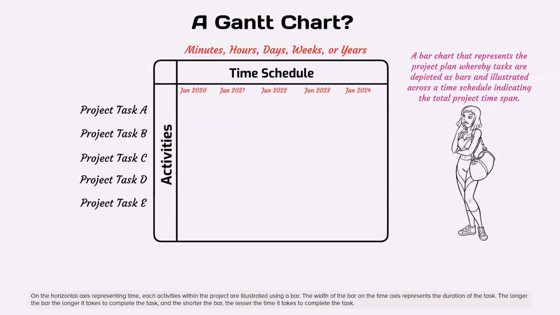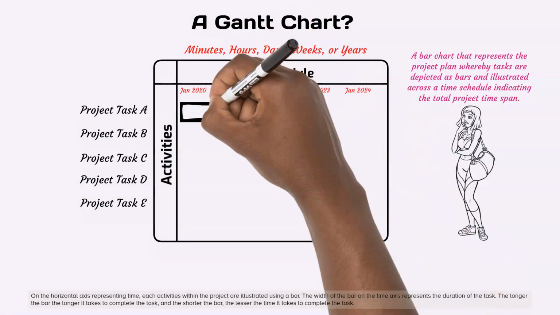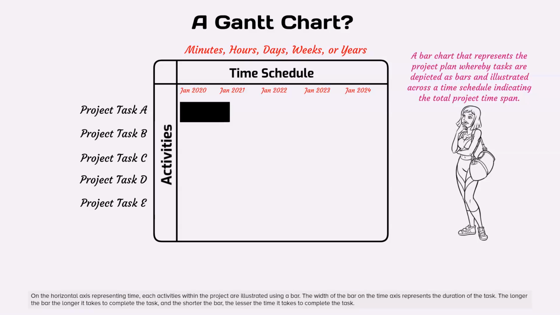On the horizontal axis representing time, each activity within the project is illustrated using a bar. The width of the bar on the time axis represents the duration of the task. The longer the bar, the longer it takes to complete the task, and the shorter the bar, the less time it takes to complete the task.